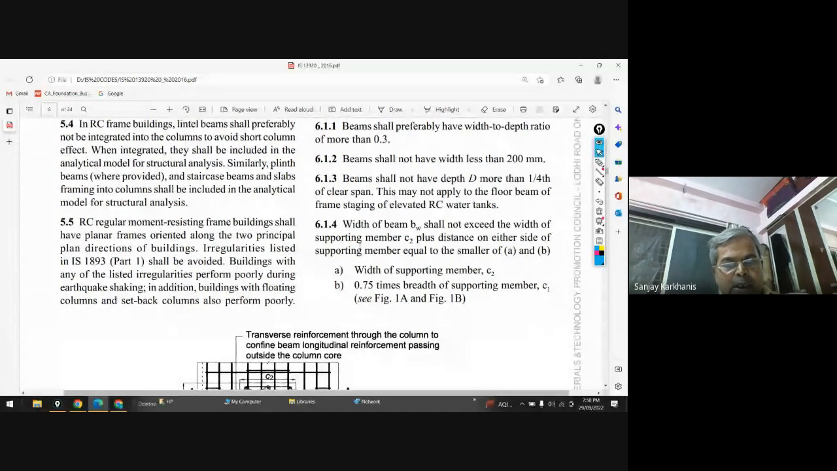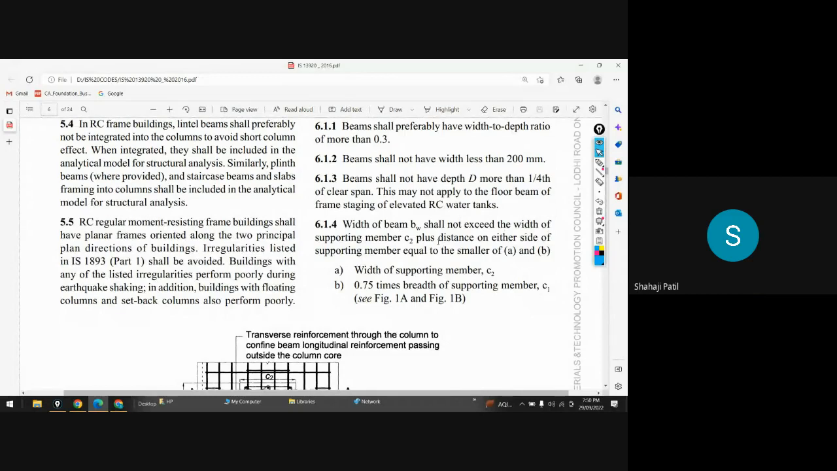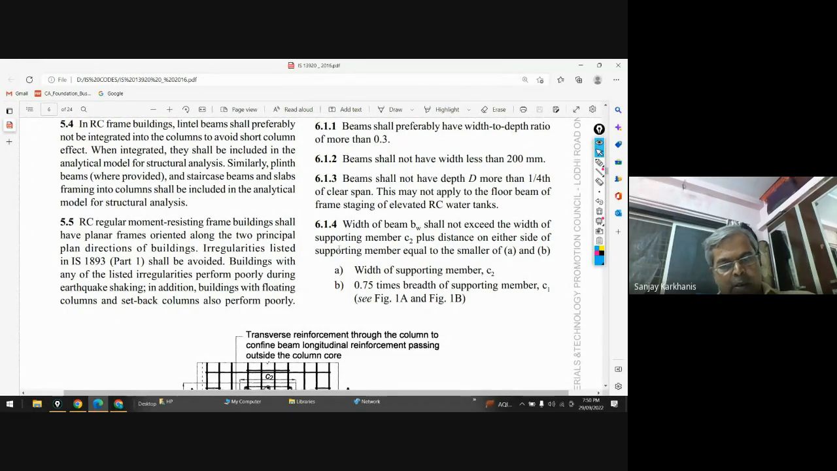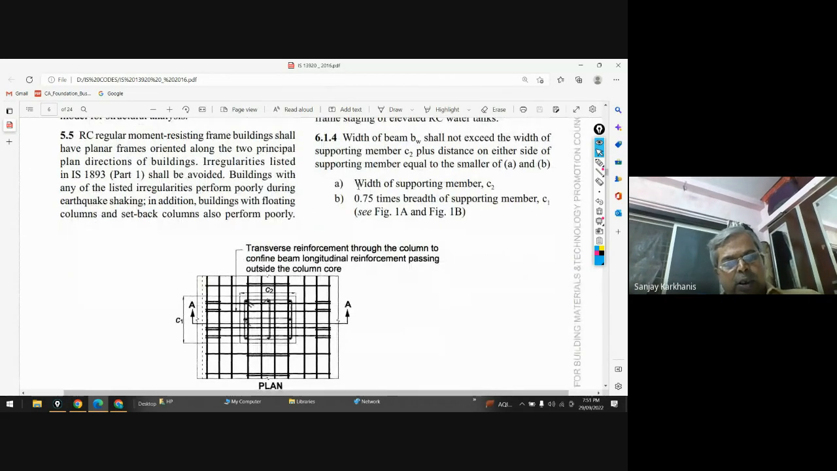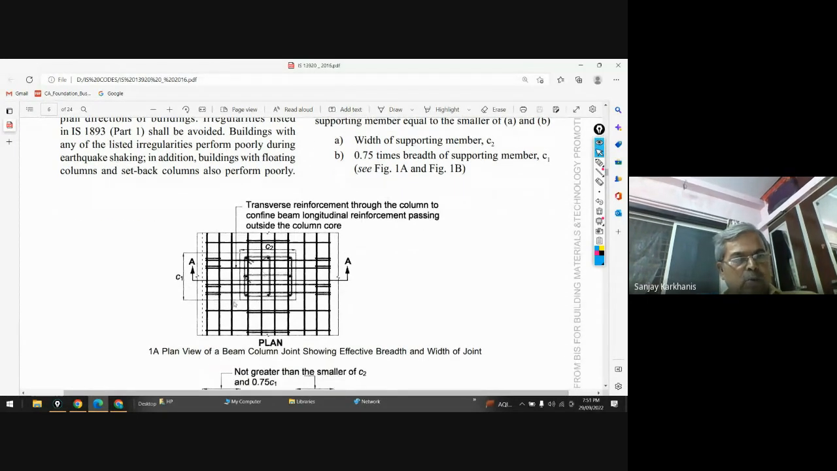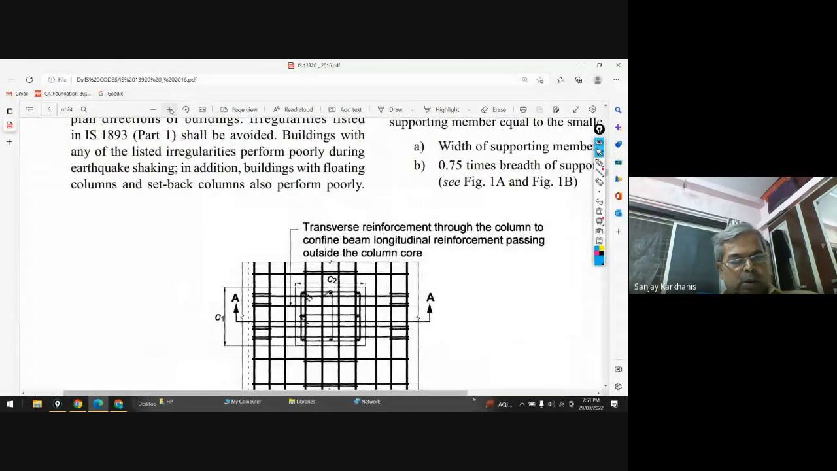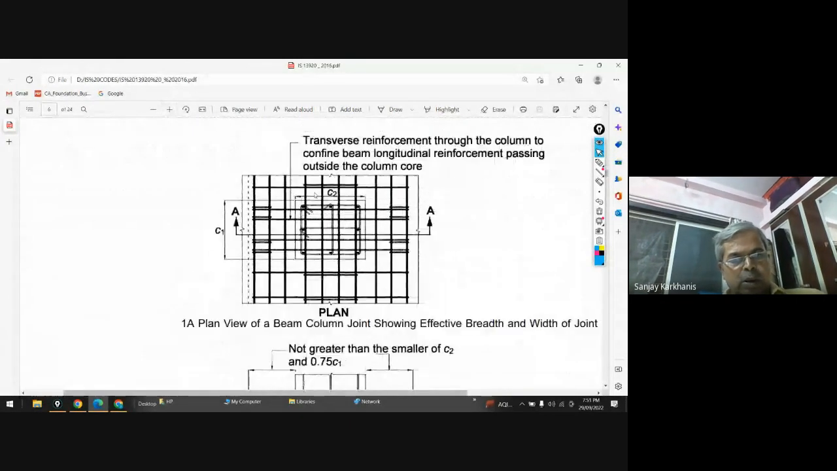So what he is saying is that the width of beam BW shall not exceed the width of the supporting member C2 plus the distance on either side of the supporting member equal to the smaller of A and B. Now what are A and B? It is saying the width of supporting member C2 on either side, and 0.75 times the breadth of supporting member C1. That means you can check it over here. Let me have it like this. Now you may be understanding it.